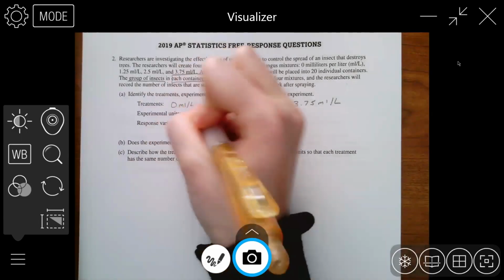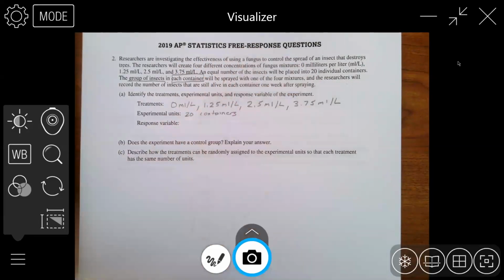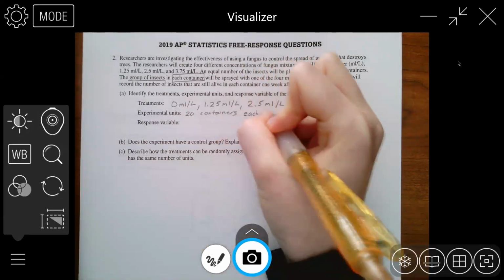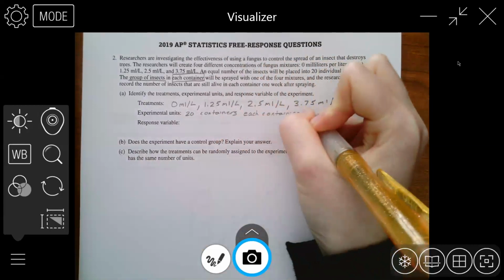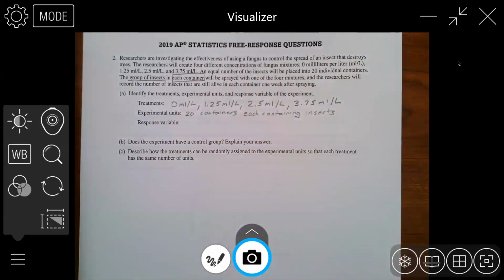The 20 containers, and then if you have to mention the insects, if you just have to, which I understand why you're doing that, okay, then you could say each containing insects. That way it's guaranteed you'll get it correct. That's fine. Okay, and then response variable.